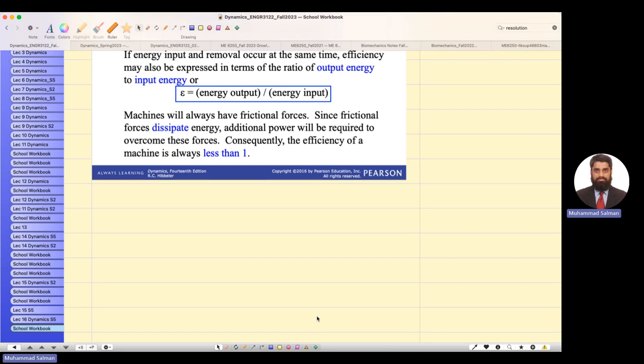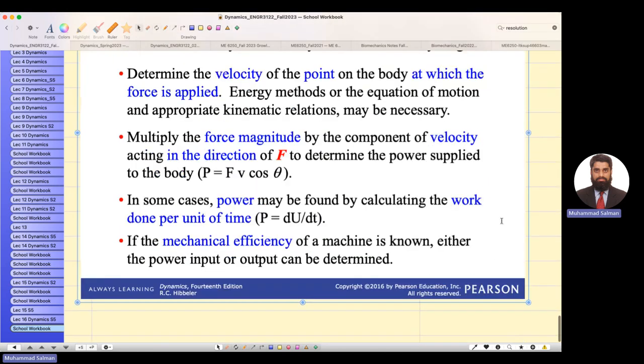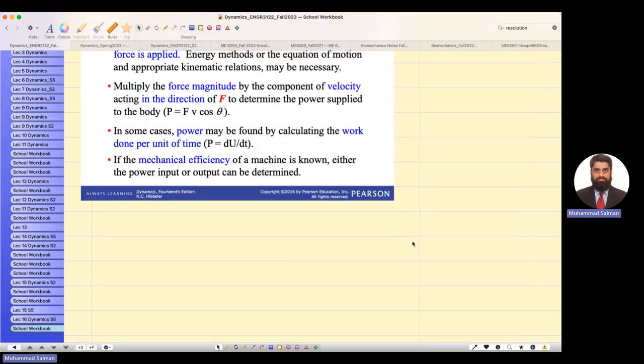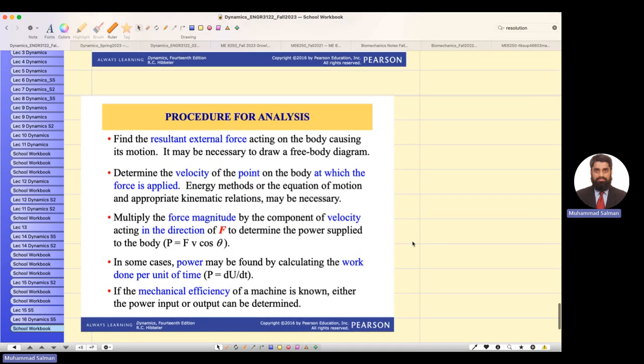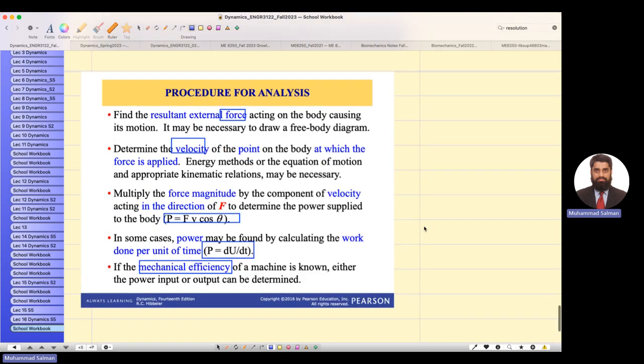Should I solve one problem for you? Okay, let's do one problem. But before I do, this is the layout or algorithm for power. Find the resultant force and the velocity. Once you know the force and the velocity, just multiply them together to get the power. And power can also be found by time rate of change of energy and efficiency. So this slide is like combining all the previous slides into one slide.